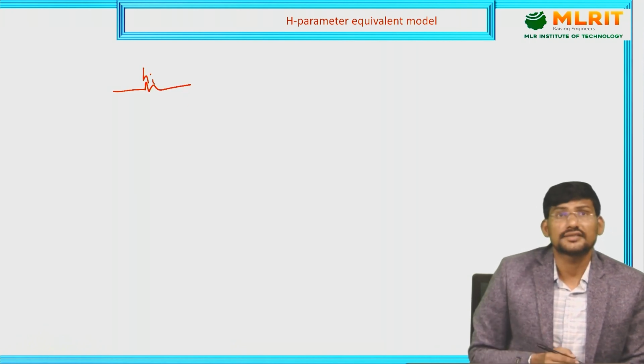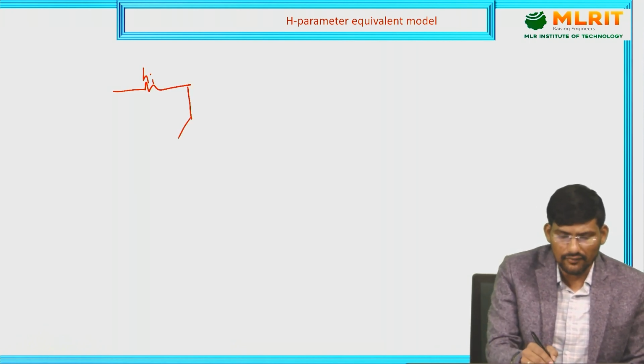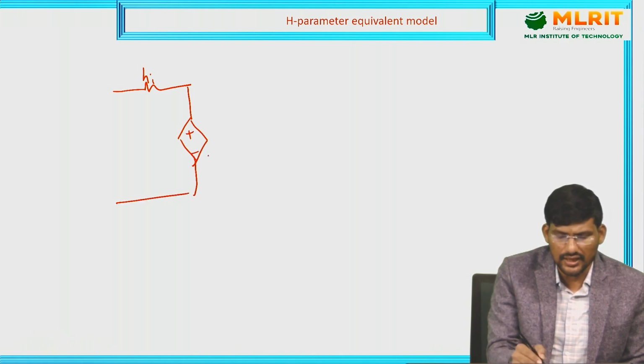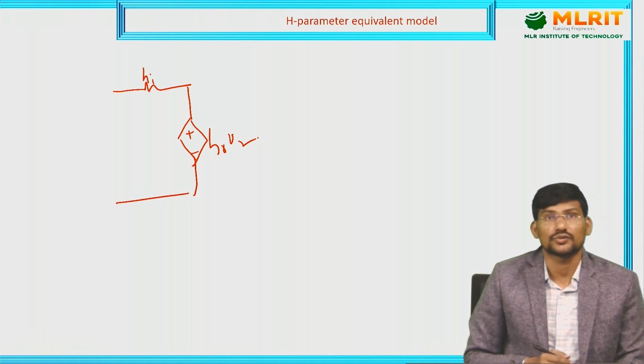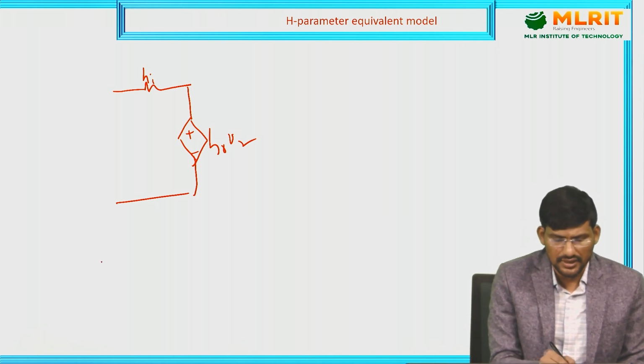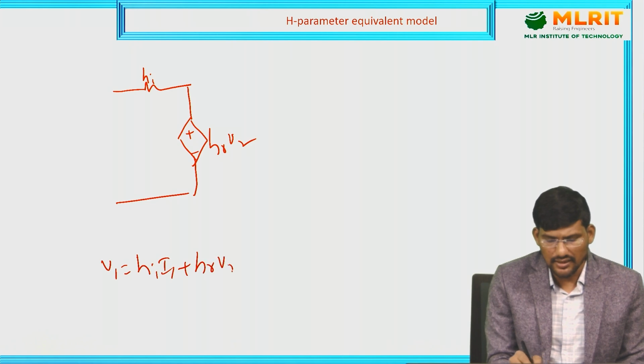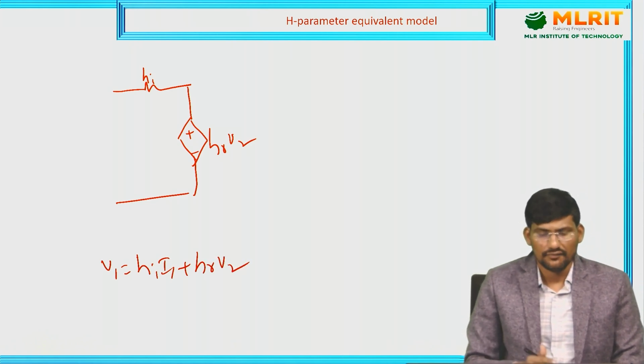HI is the input impedance, and we have a source. What is the dependent source here? HR V2 is the dependent source. What is the equation reference for this one? V1 is equal to HI I1 plus HR V2 is the reference equation for the input side.